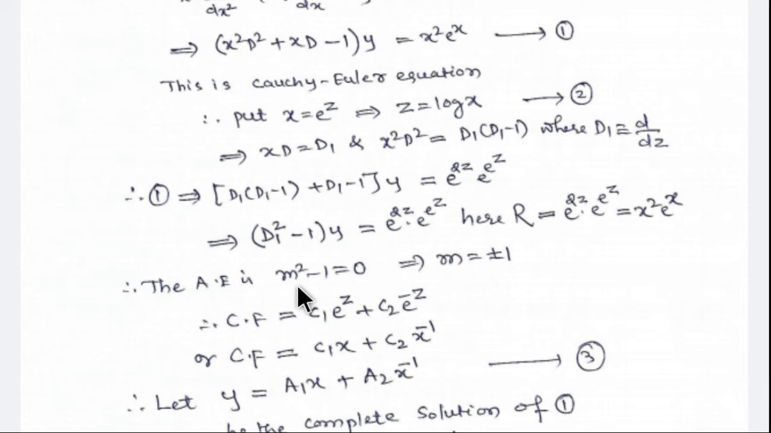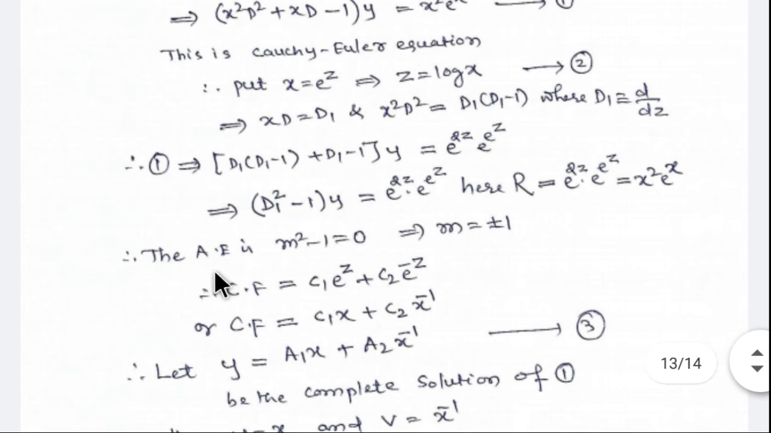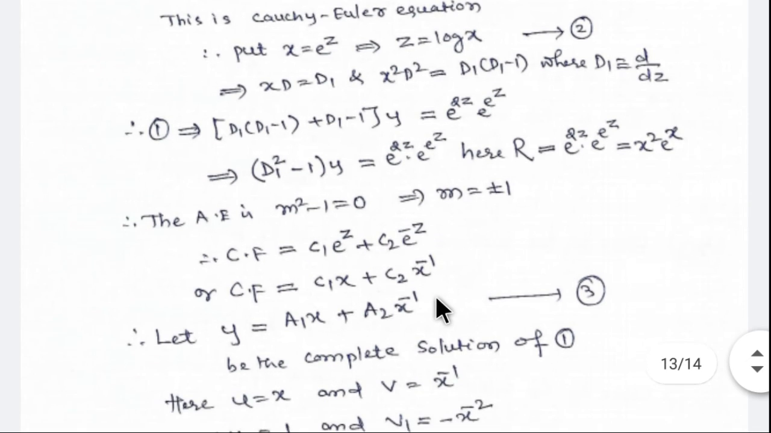So you have to write the auxiliary equation. Now you can find the auxiliary equation, m² - 1 = 0, m = ±1. So the complementary function in terms of z is c1 e^z + c2 e^(-z). Now substitute back, you get the complementary function c1 x + c2 x^(-1).